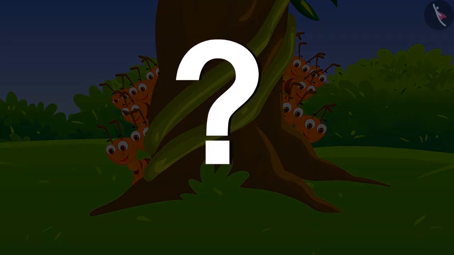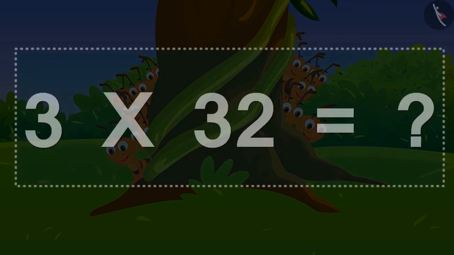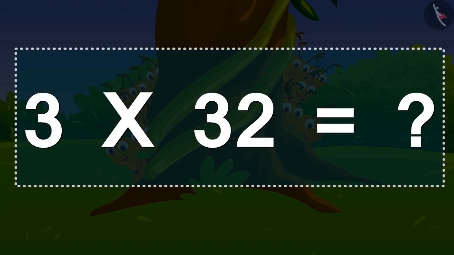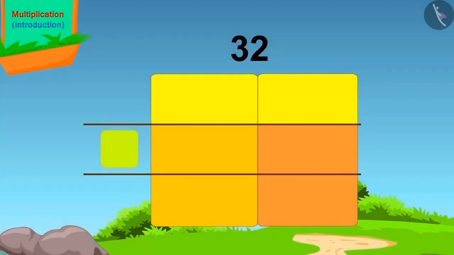Can you tell how many ants were there in all? How do we write it in the form of multiplication? 3 times 32 is, but we do not know the multiplication table of 32. What will we get if we split 32? 30 and 2. We will write in this way.